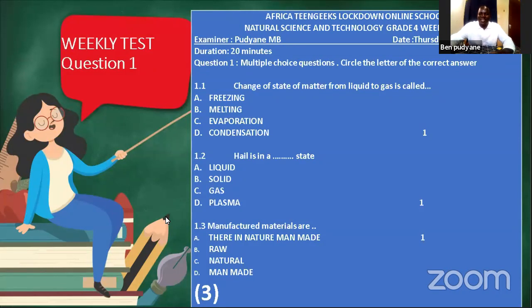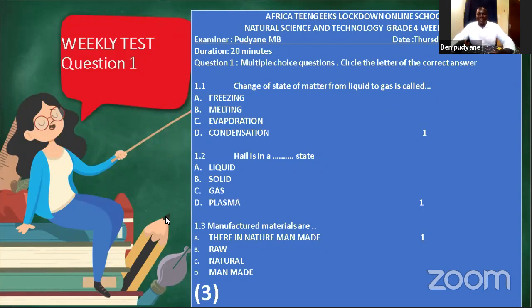1.1, the change of state of matter from liquid to gas. Liquid to gas is called evaporation. That is number C. 1.2, hail is in what state? In a solid state. Hail is in a solid state. Dylan, thank you. 1.3, manufactured products are man-made, which is number D.